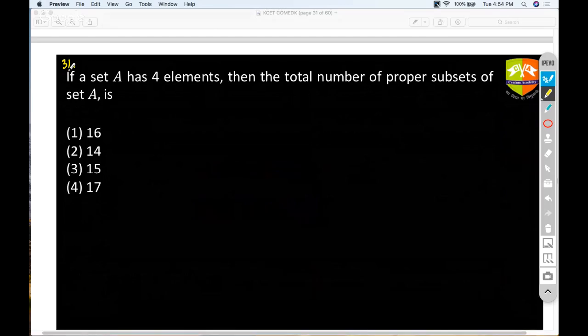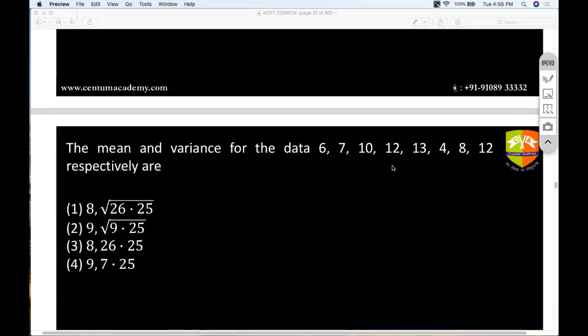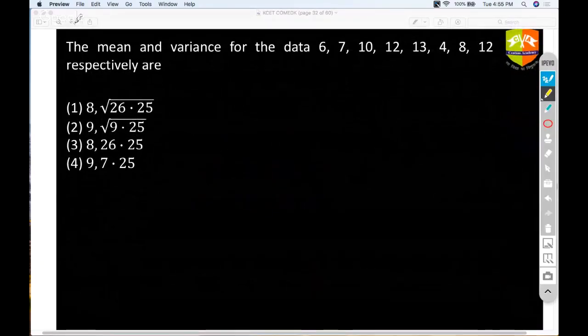Okay. Excellent. All right, so total number of proper subsets, we know that is going to be 2 to the power the number of elements in the set, minus 1. So 2 to the power 4 minus 1, that's 15. This is a no-brainer question, so absolutely correct. So option number 3 is the right option in this case. Let's move on to the next one, question number 32. Guys, remember we have 28 questions more to go.